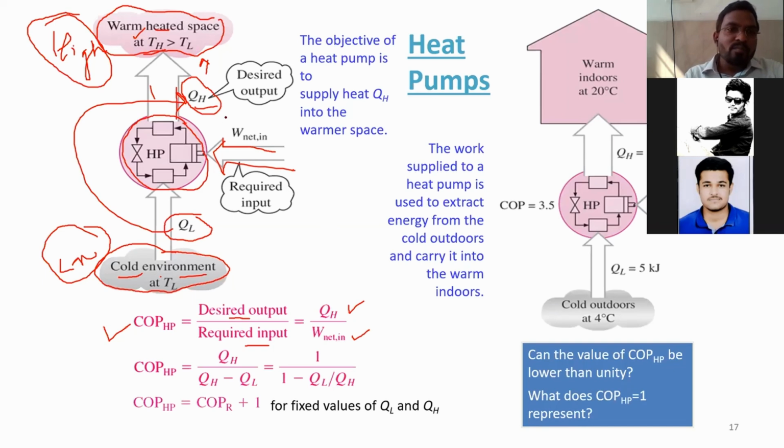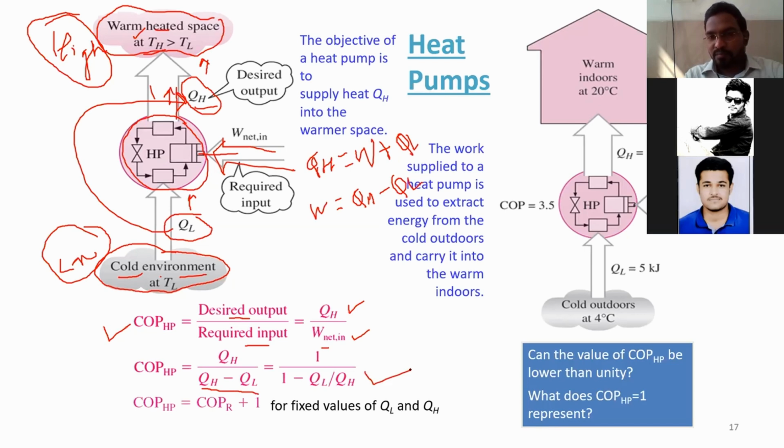And similarly, if I write the relation for W net, you can see easily W net entering, QL entering, and QH is going out of the system. So this QH will be equal to W plus QL. And so W is equal to QH minus QL. So if I replace this W by QH minus QL, I will get this relation.